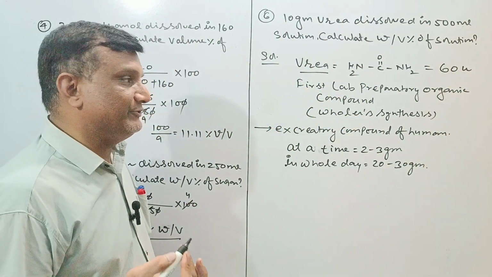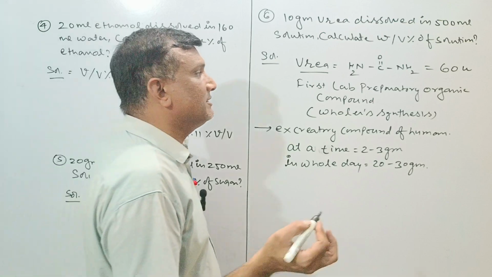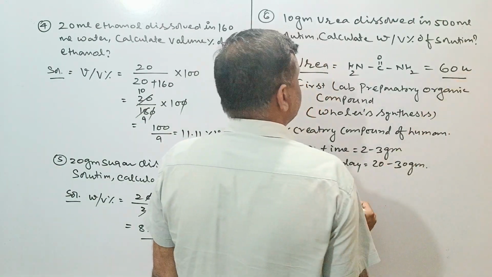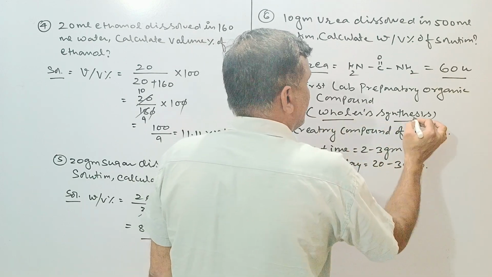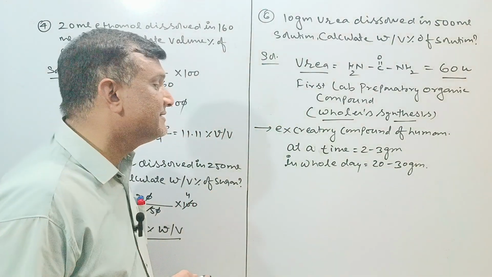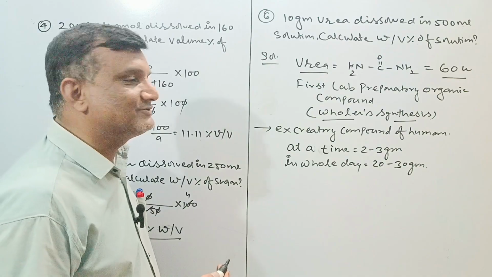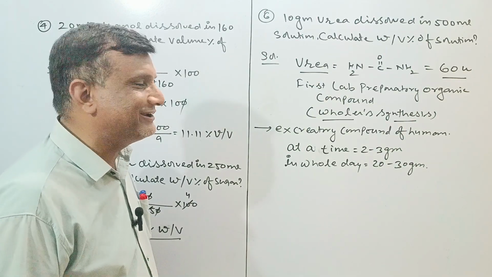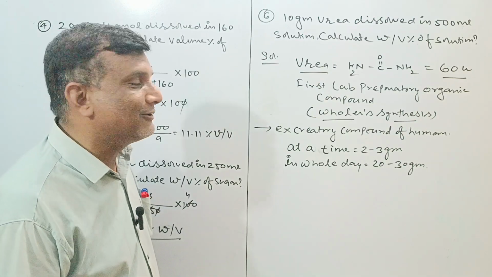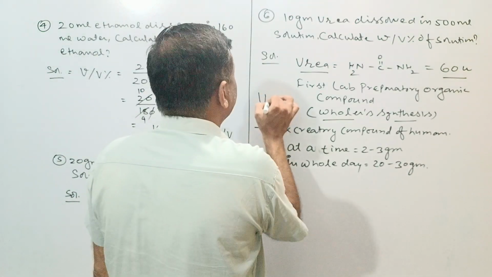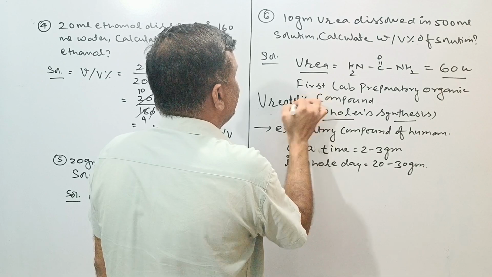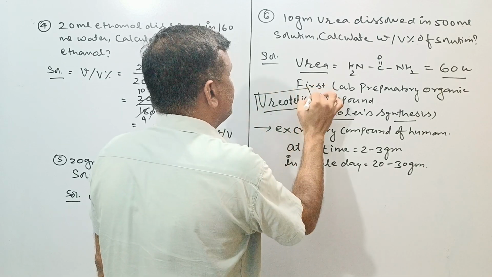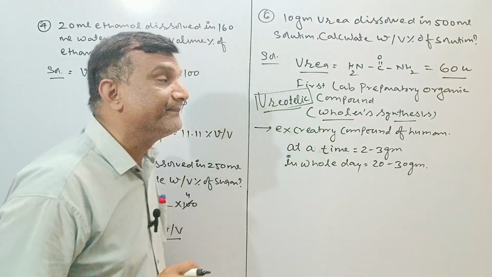But you have to learn these three important things. First is the molar mass. Second, it is the first lab-prepared organic compound made from inorganics by Wöhler synthesis. And at a time we can excrete just 2 to 3 gram, and in the whole day 20 to 30 gram. That's why we all are known as ureotelic animals. हम यूरिया को पर्टिकुलर एक्सक्रीट करते हैं.